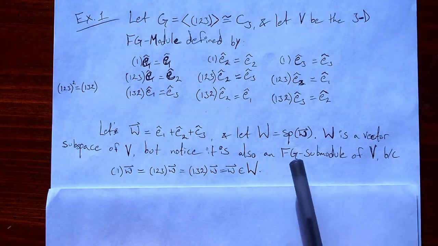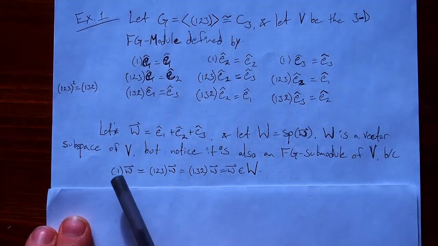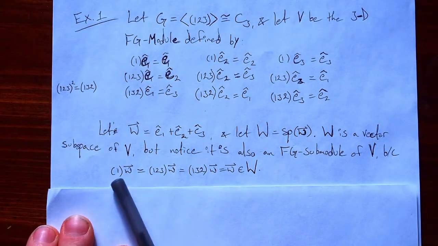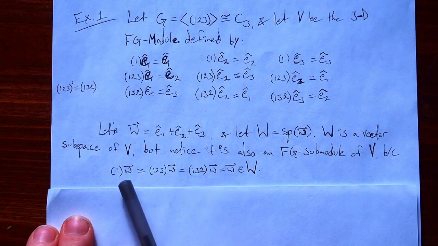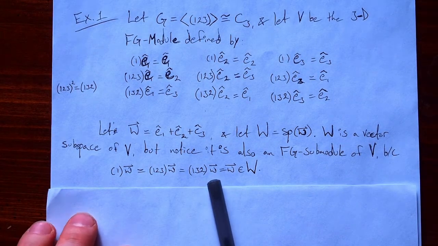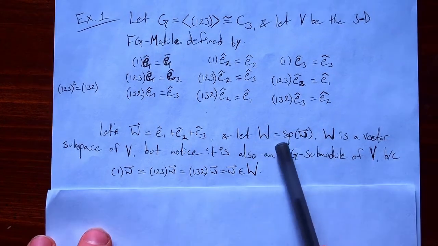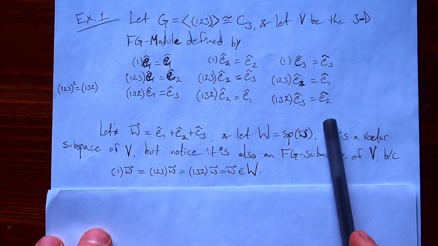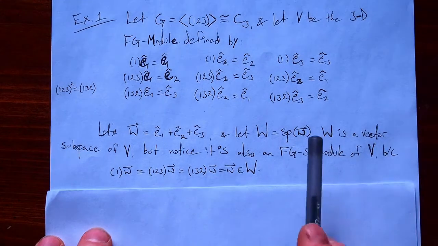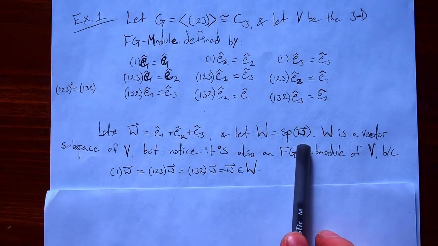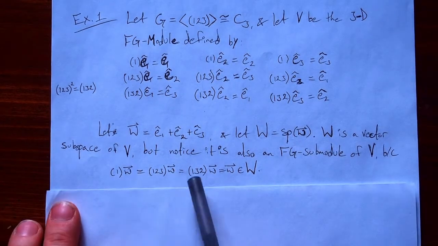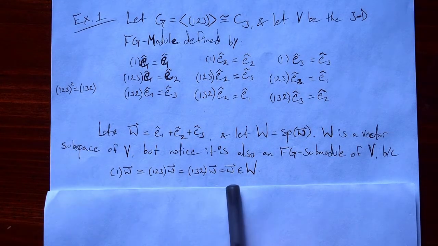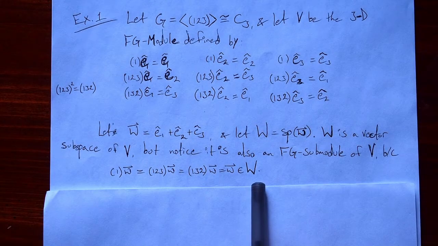But notice it's also an FG submodule of V, because if we look at the action of all of our group elements, in this case there's only 3, but if we look at the action on W, it always gives us back W. And this subspace is just a scaling of this one vector, right? It's a one-dimensional subspace. You can think of it as a line. So this is our basis vector for that space, and the action of our 3 group elements just give us back W. So W is inside of big W, the subspace.